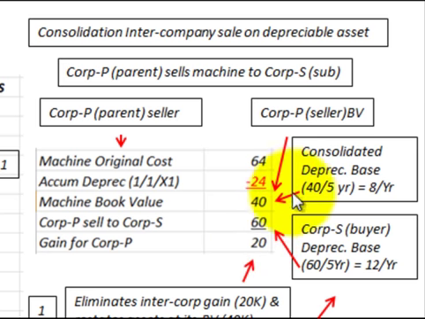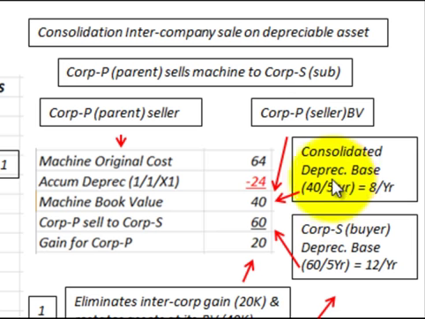Now for these consolidations for depreciable assets, we have to look at the base that we're depreciating it from. For consolidated purposes, we use the depreciable base at the book value prior to the sale, in this case for Corporation P. And for Corporation S, the buyer, their depreciable base is what they purchased that machine at, $60,000. For this example, we're going to say there are 5 years remaining in the life of this machine after the sale.